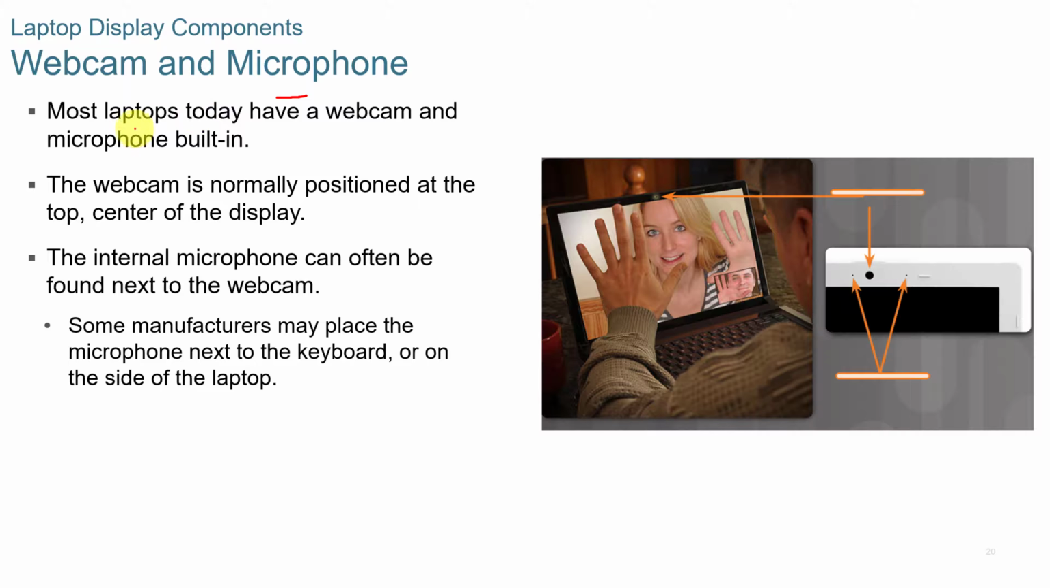Now, the webcam and microphone. Most laptops have a webcam and microphone built in. The webcam is normally positioned at the top center of the display. Some laptops do give you the ability to turn a little slider to physically cover the laptop webcam. And the internal microphone can often be found right next to the webcam. But some manufacturers may place the microphone next to the keyboard or on the side of the laptop. It just depends on the manufacturer.